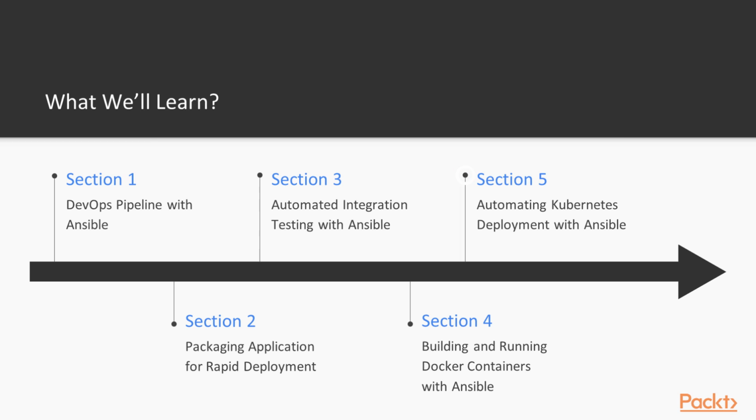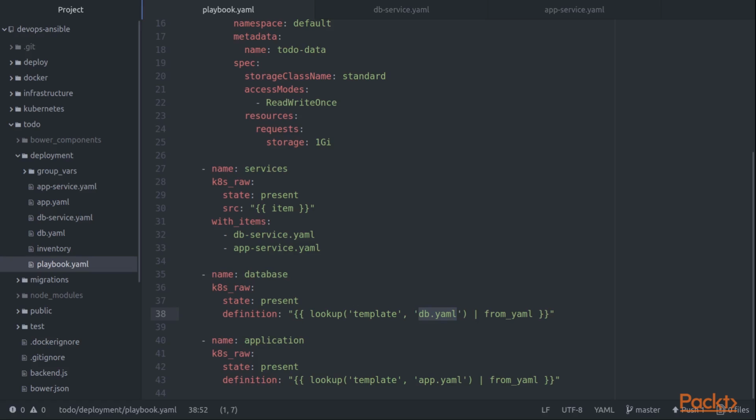And finally, in Section 5, Automating Kubernetes Deployments with Ansible, we'll look at Kubernetes, a container orchestration environment. We'll build our containerized application, deploy it to Kubernetes using Ansible, and then, again using Ansible, we'll maintain that application, keeping it up to date whenever the application changes, doing rolling updates with 0 downtime.